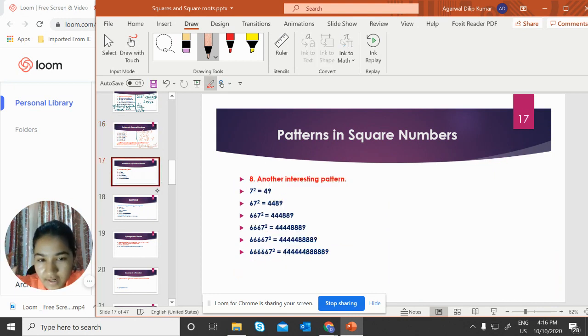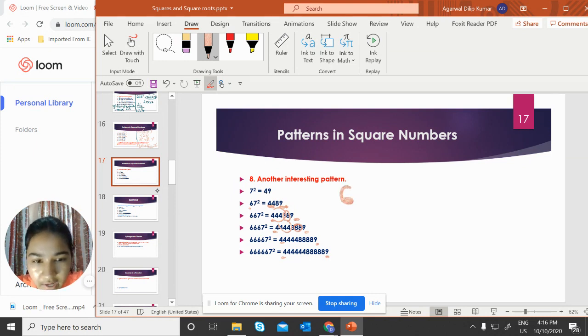The eighth pattern, another interesting pattern. It says 7 square is equal to 49, 67 square is 4489. So what do you observe? The digits 4 and 9, in the first and the last places respectively, are common. Just what's being added here? 8 and 4. If there are 2 sixes, then there will be 2 fours and 2 eights. If there are 3, it will be 3 and 3. If it's 4, then 4 and 4. This is going to be 5 and 5.